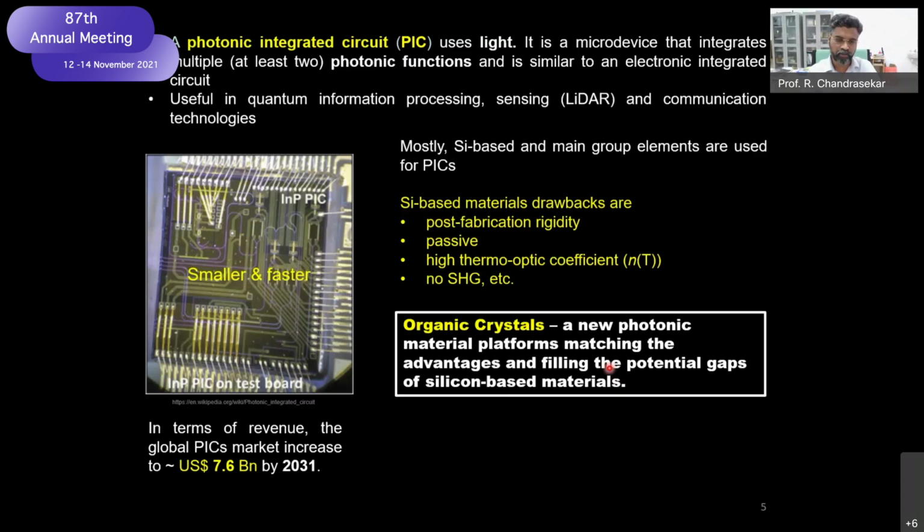This warrants us to search for a new material. Organic crystals are a very important material to be explored for photonic applications, filling the potential gaps and also taking advantage of silicon-based materials.